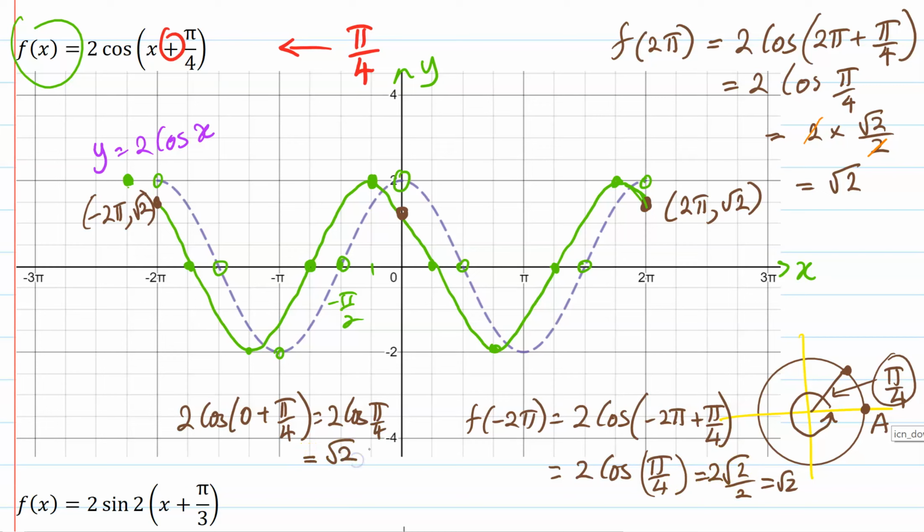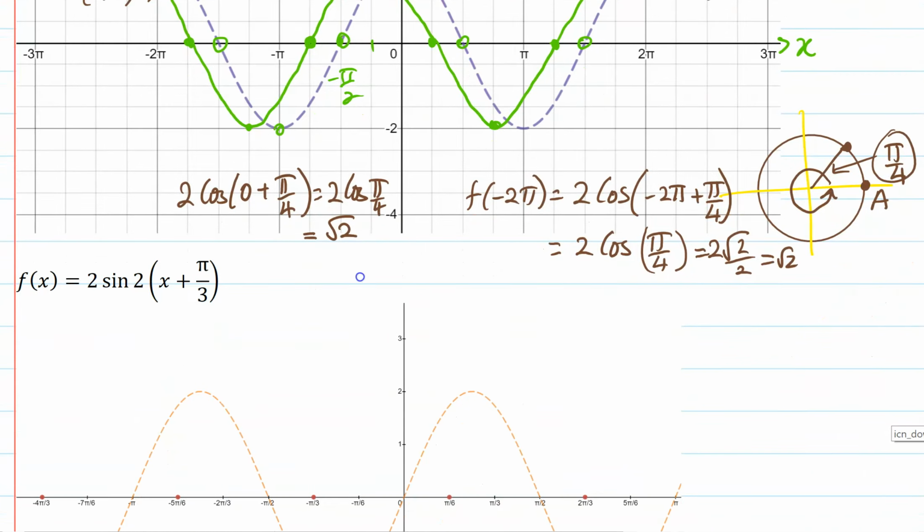So you can do these ones in your head now. So (0, root 2). That's our y-intercept. We will look at how to find x-intercepts in our next video lesson. Let's move on to the next one.